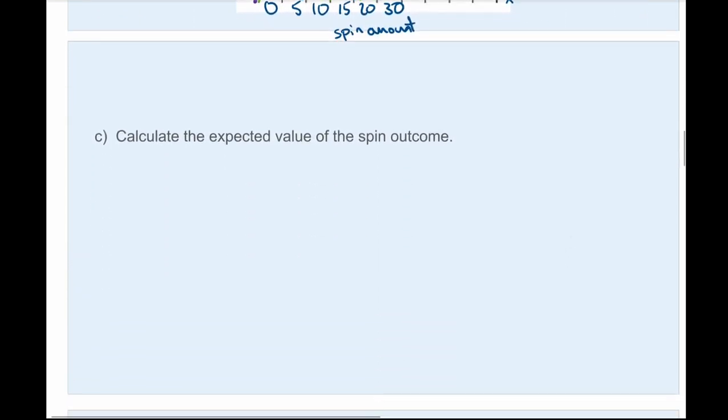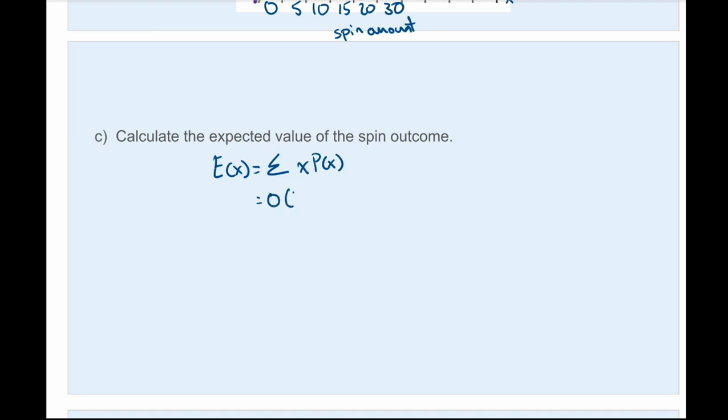For C, calculate the expected value of the spin outcome. So I want to know, if I spin it, what is the expected value? Or you could think about weighted average. What is the average of my spin? So going back to the previous lesson, we do have this formula. The expected value is the sum, sigma, of x times the probability of x occurring. So I'm going to go through and list all my outcomes.